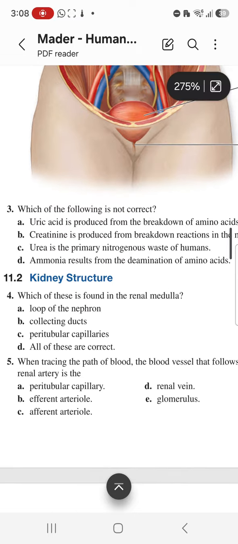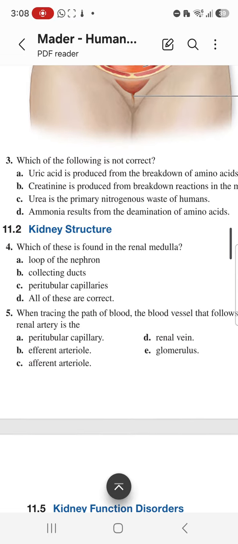Question number 4, which of these is found in the renal medulla? So we know that the nephron has structures located in the renal cortex and others located in the renal medulla. In the cortex, we have the convoluted tubules, the distal and proximal, and the glomerulus and the Bowman's capsule. In the medulla, we have the loop of Henle, and some part of the collecting duct.